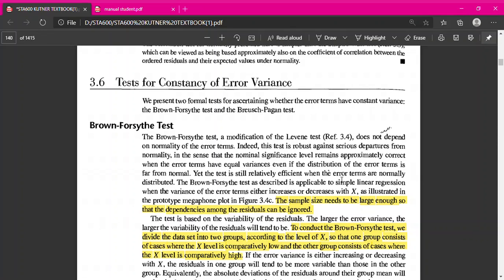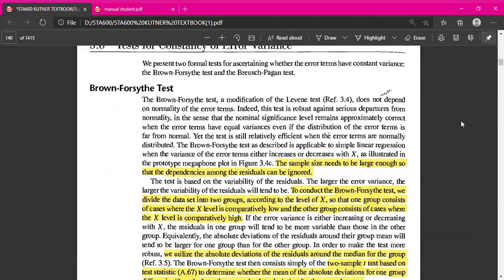Okay, it is called the Brown-Forsythe test. I believe that you all have heard of this Brown-Forsythe test at diploma level. In this level, again, you need to know the procedure or the steps to conduct the Brown-Forsythe test. The Brown-Forsythe test is a modification of the Levene test, which does not depend on the normality of the error terms. In your textbook you can see pages 116 and 117.